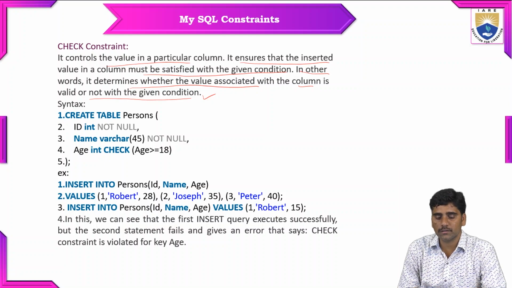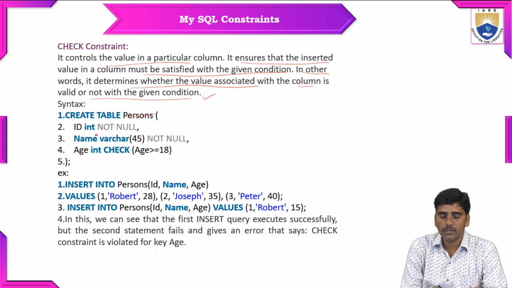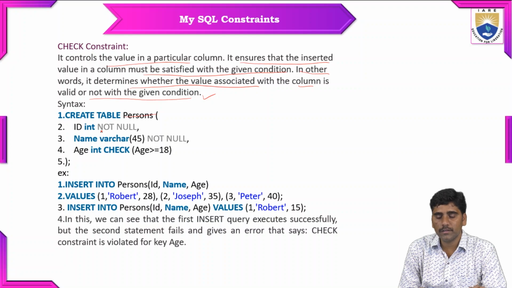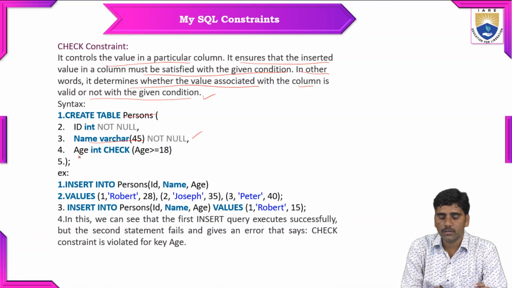The syntax here: create table persons, id int not null. So here the integer data type id has the not null constraint, and the name is represented with the data type varchar, and it also has the not null constraint. And age is a data type int. Here we are applying check constraints.